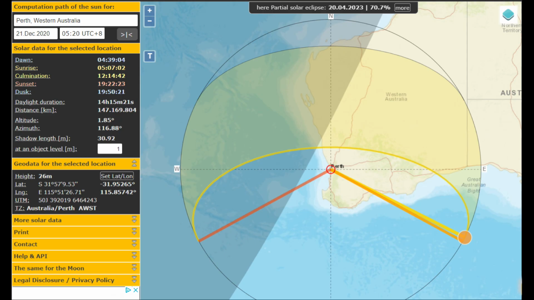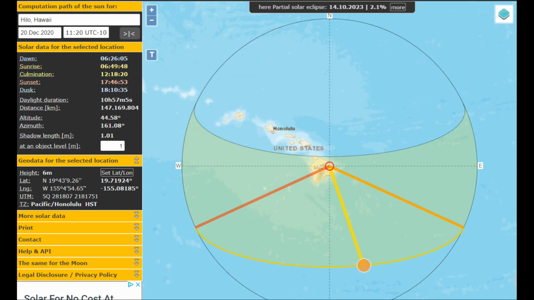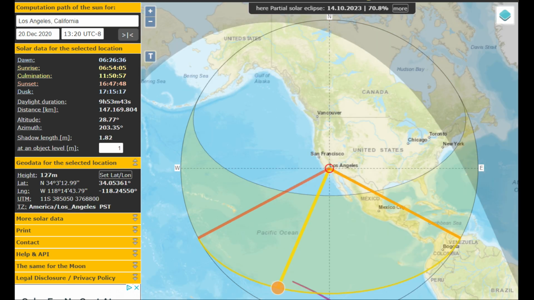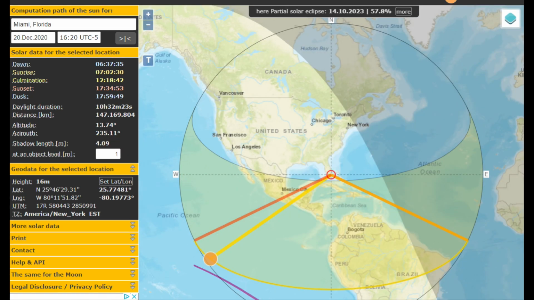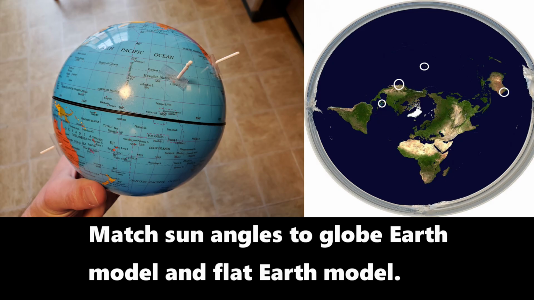Here are the sun angles at the given times from each location. Here is Perth, Australia. Here is Hilo, Hawaii. Los Angeles, California. And Miami, Florida. Now you will need to match the sun angles from suncalc.com to the Globe Earth model and the Flat Earth model.